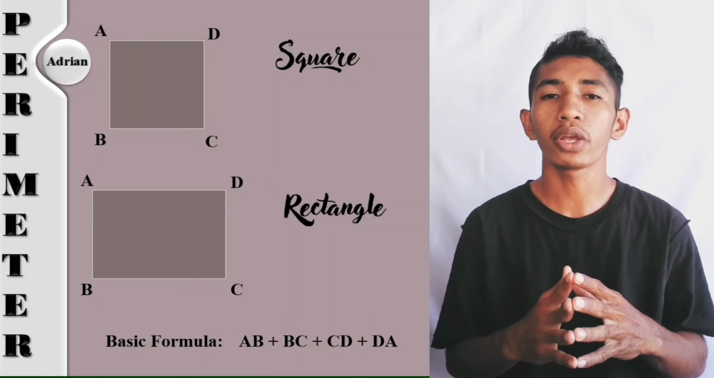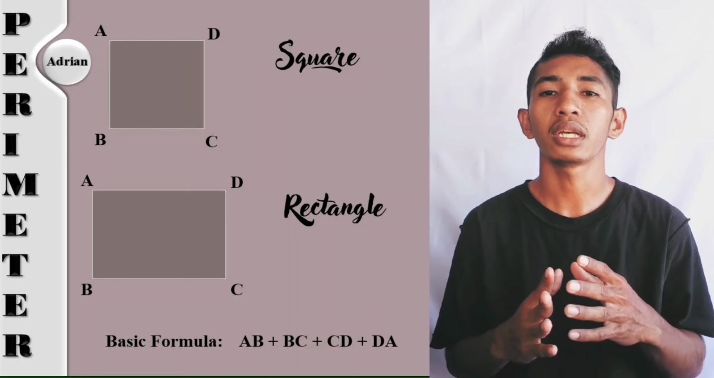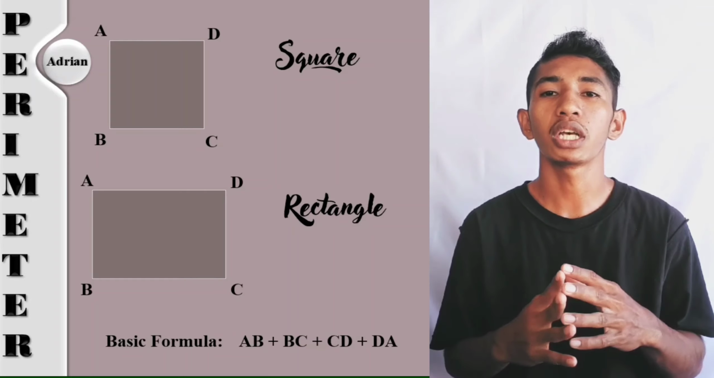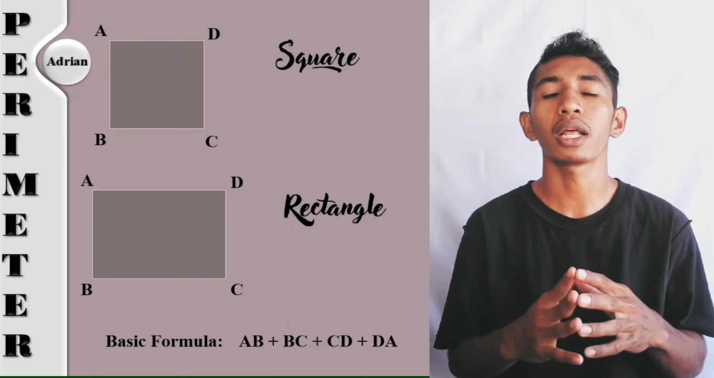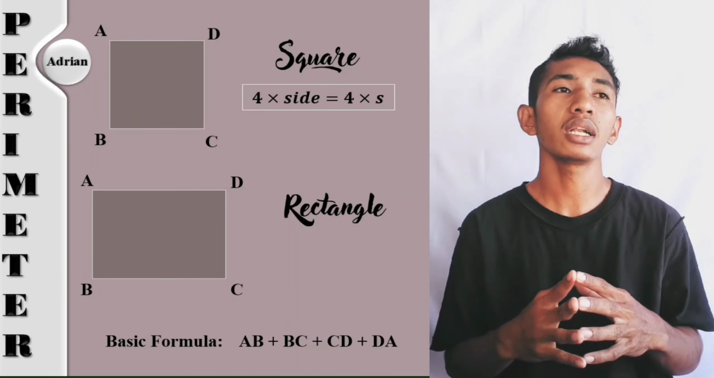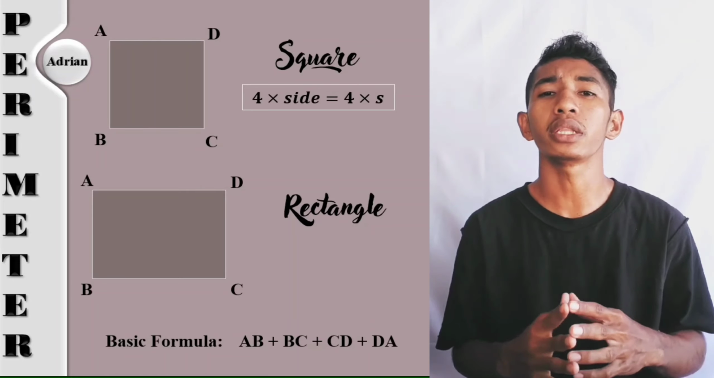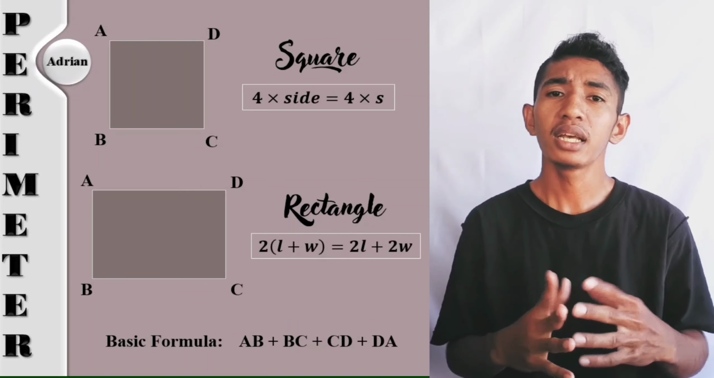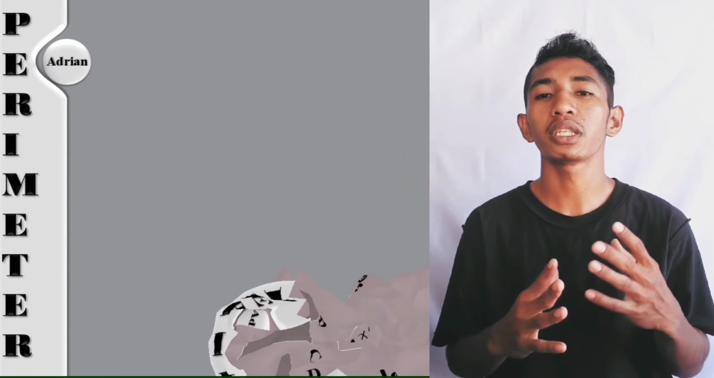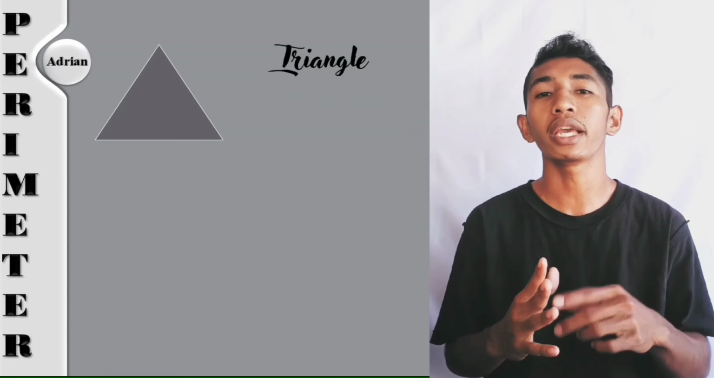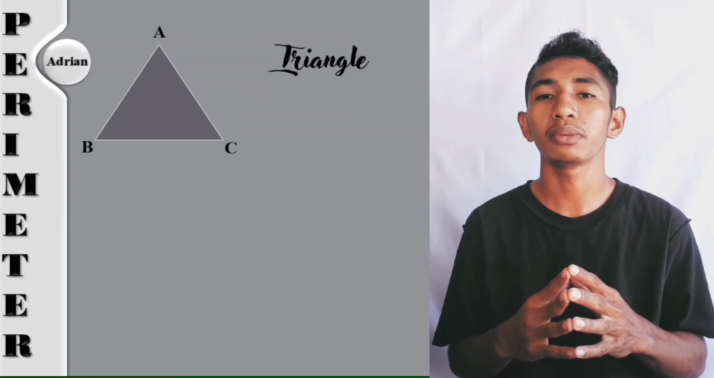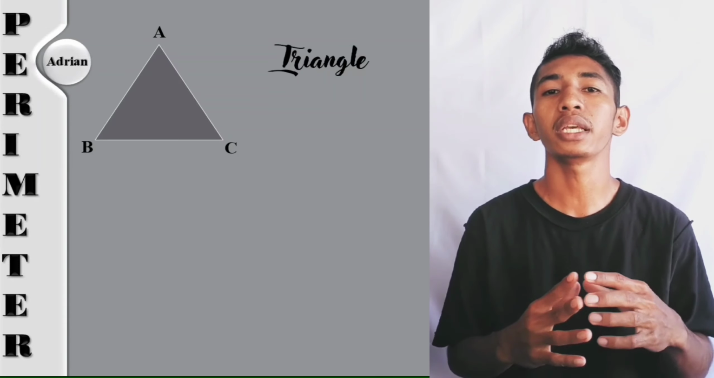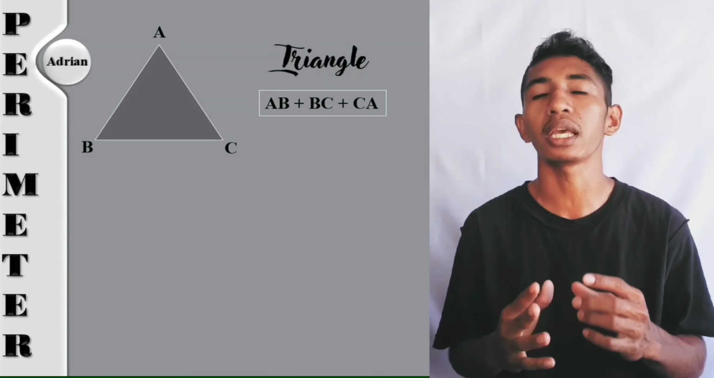For the square we have four sides. They have the same length. So we can make the formula like this. And for the rectangle, we have two lengths and two widths. So we can make the formula like this. Next, triangle. The picture beside shows the triangle ABC. So the perimeter of triangle ABC is AB plus BC plus CA.